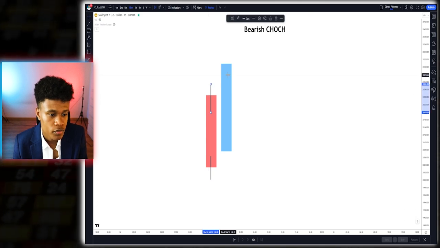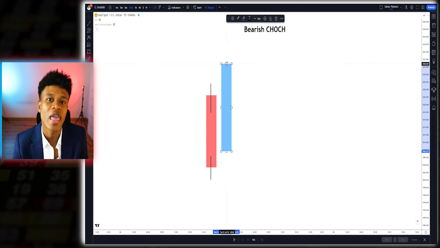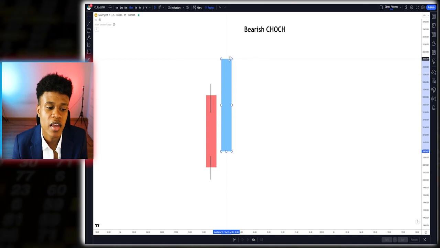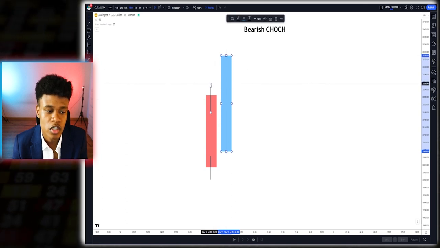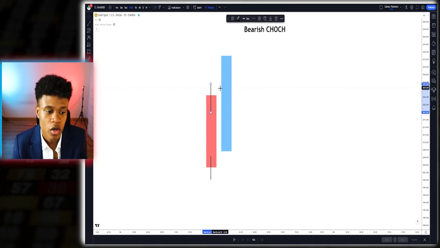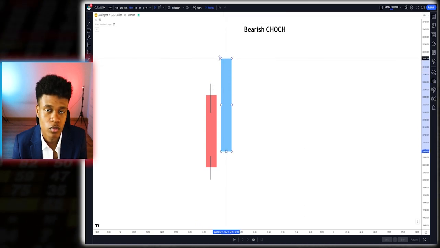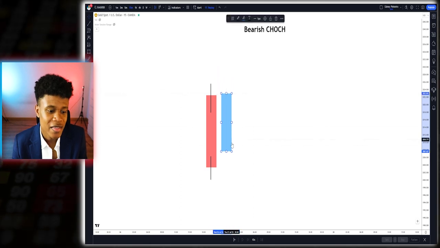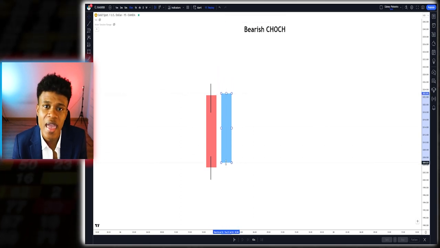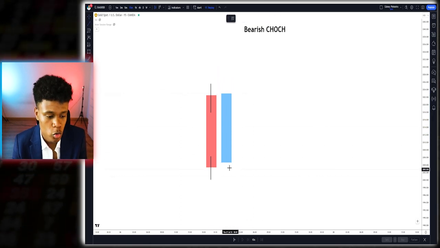This candle needed to do the following. It needs to add a new max value to the movement. So this was the previous max value. It needs to add a new max value and close above. Okay. And it can never ever do this.